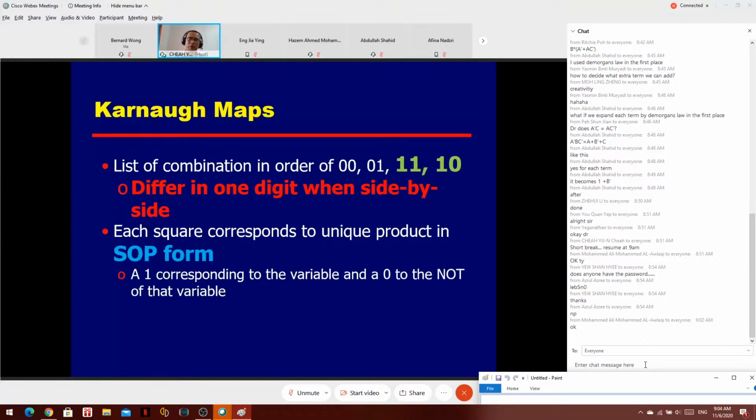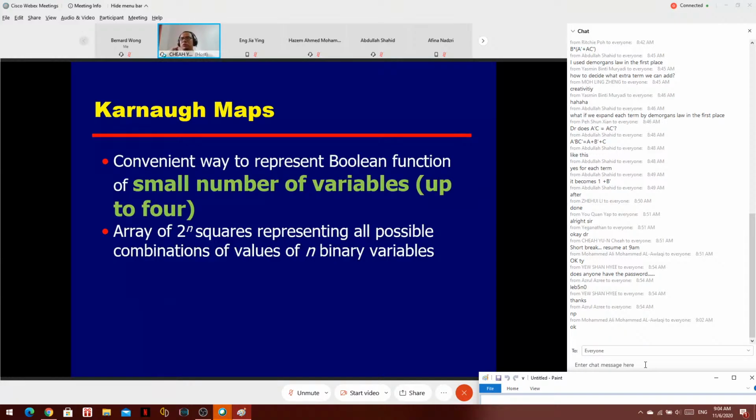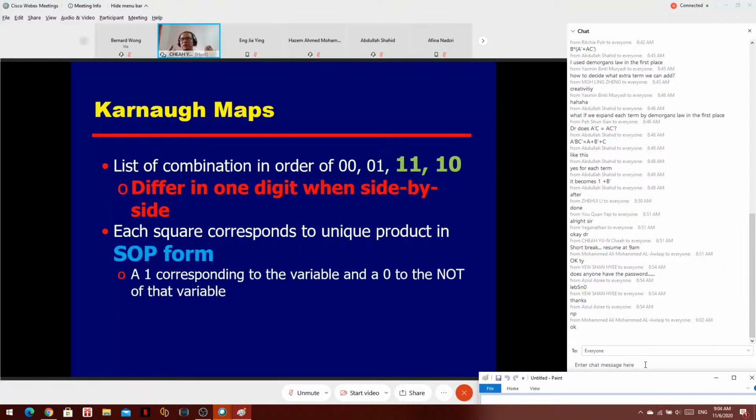Now, how we go about doing Karnaugh maps is we arrange the squares to represent the variables. If you have, let's say, two variables, we need four squares, because according to Karnaugh maps, we need 2 to the power of n squares to represent the variables. If n is two variables, you need four squares. If n is three variables, you need eight squares. If n is four variables, we need 16 squares. And how we arrange the variables is that they must differ by one digit side by side.